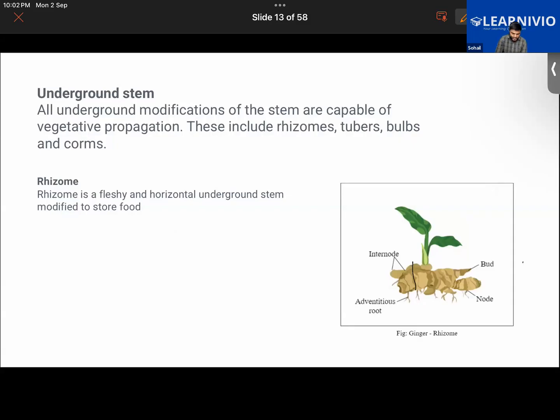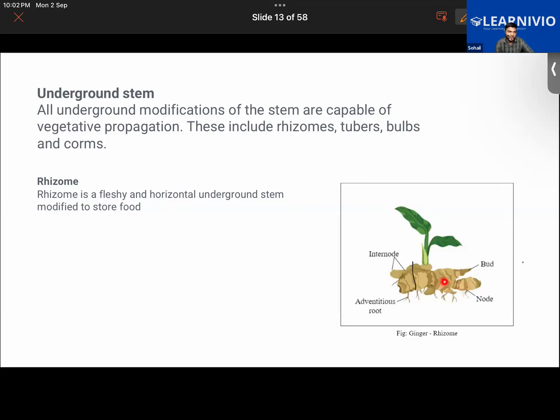Okay. So we were learning about the underground stems. What we learned is that all underground modifications of the stems are capable of vegetative propagation. Now, Priyanka, we know that stems function to transport food, water, minerals, and other things. But here they are modified stems, like this ginger, which is a modified stem.